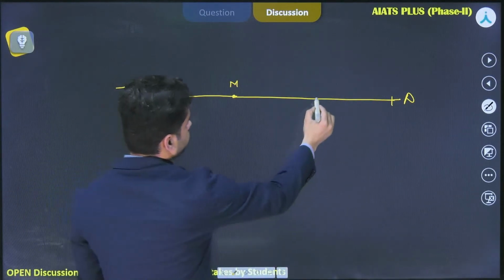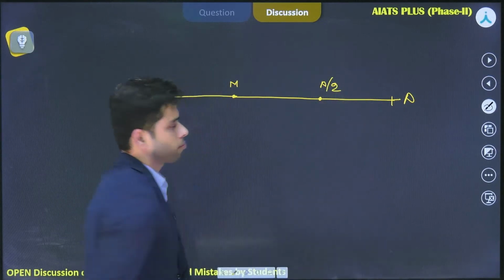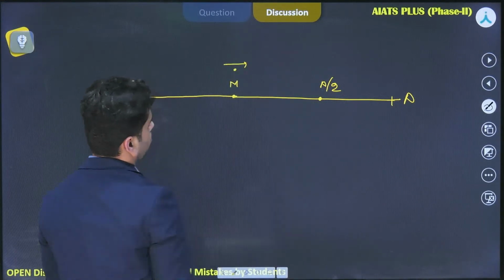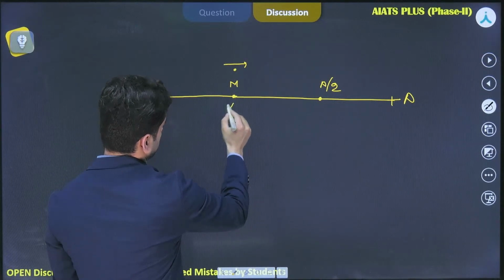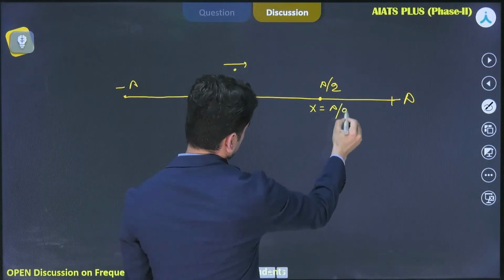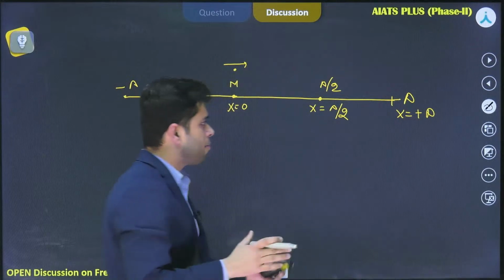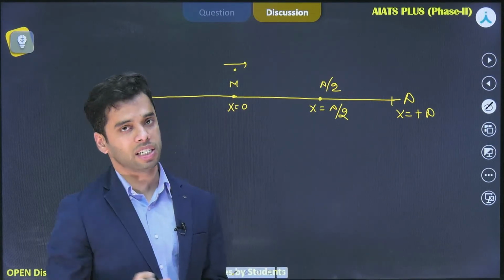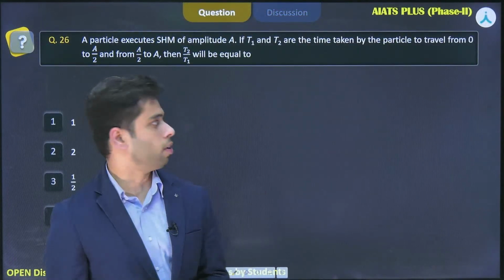Now, this point over here will be a by 2, right? And the particle starts from here, in this direction. So you have been given the time from x equal to 0, this is x equal to a by 2, and obviously this is x equal to plus a. So you have been given that the time taken from x equal to 0 to x equal to a by 2 is t1, right? So let us first calculate the time t1.